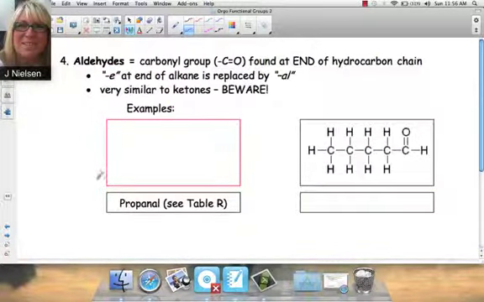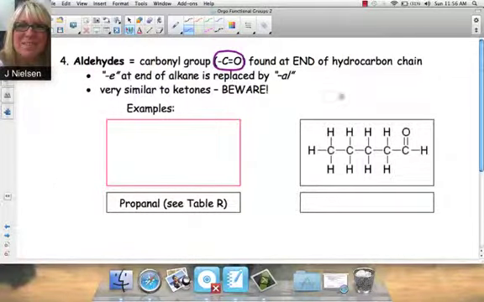Okay, let's move on to aldehydes. We're going to talk about aldehydes and ketones. They have exactly the same functional group. It's a double bonded oxygen to a carbon. However, what makes them different is where they are placed. Aldehydes have the double bonded oxygen on the end carbon, and ketones, you'll see, have it on an interior carbon.